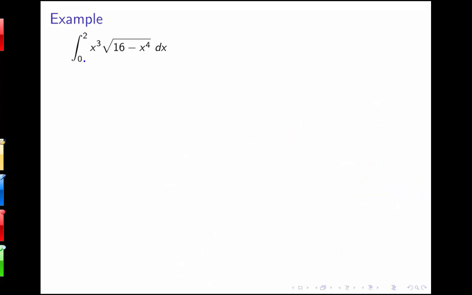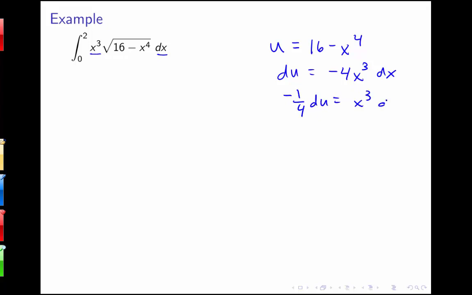So here we've got the integral from 0 to 2 of x cubed times the square root of 16 minus x to the 4th dx. So we'll let u be 16 minus x to the 4th. So du is negative 4x cubed dx. So that's pretty close to what I have here. I've got x cubed dx. So I'll divide both sides here by negative 4 so that I get x cubed dx by itself. So I'm going to have this integral of negative 1/4 du, and then I'll have the square root of u, because u is going to replace this 16 minus x to the 4th.